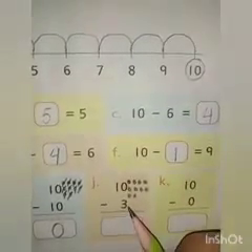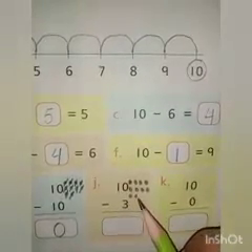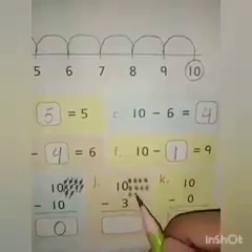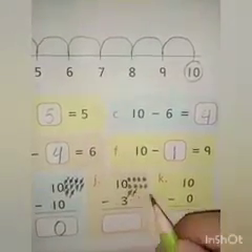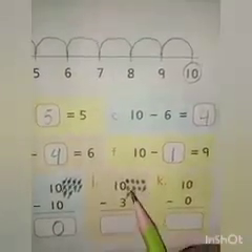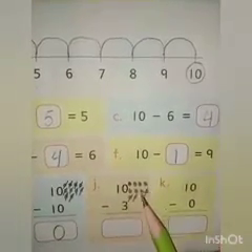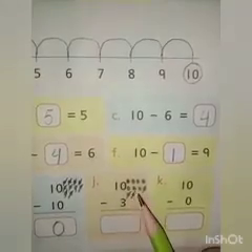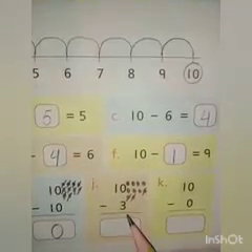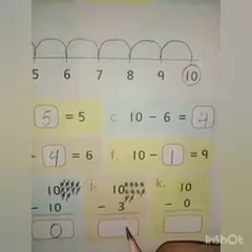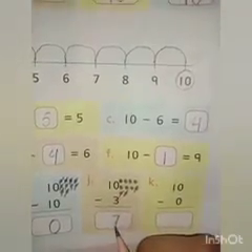Our second number is 3 and we have to cut 3 dots from the bigger number. 1, 2, 3. Now count the remaining dots. 1, 2, 3, 4, 5, 6 and 7. When we subtract 3 from 10, we got the answer 7. Write 7 in the box.